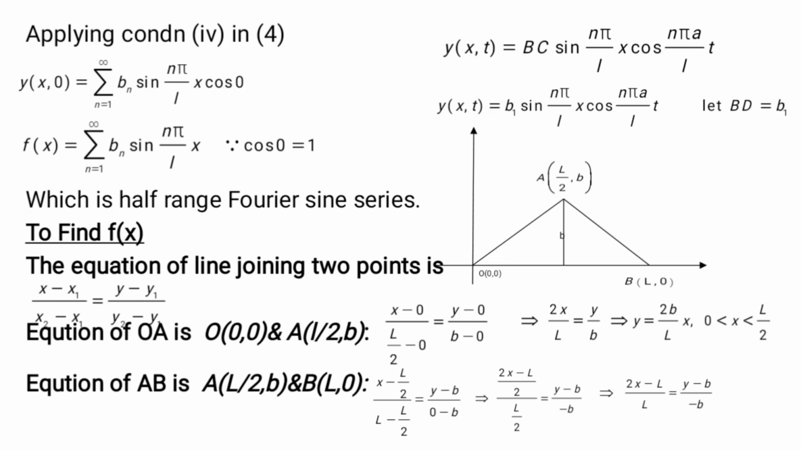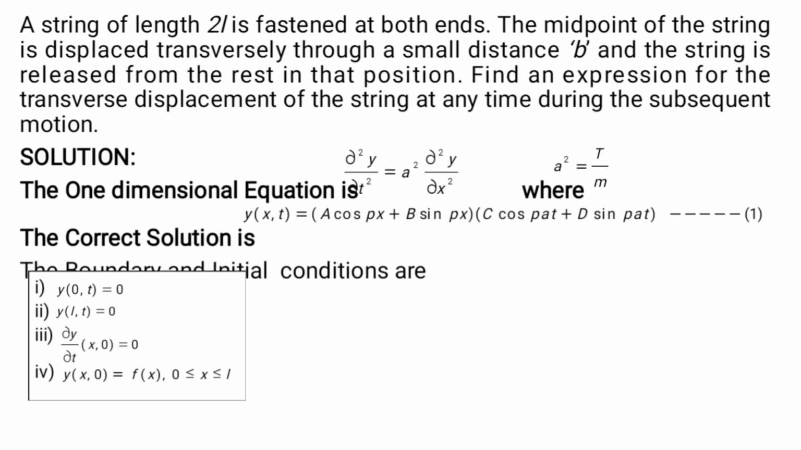So in this problem, the f of x value is not given, but the condition is given. The condition is that the midpoint of the string is displaced. So choose a thread, and fix a midpoint. In the thread of length 0 to L, the midpoint is L by 2. It is displaced transversely through a small distance B, and the string is released from rest in that position. Find an expression for the transverse displacement of the string at any time.